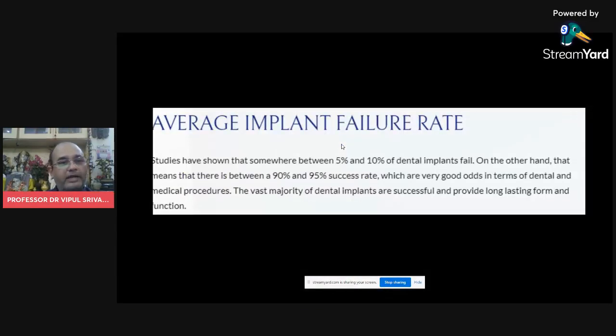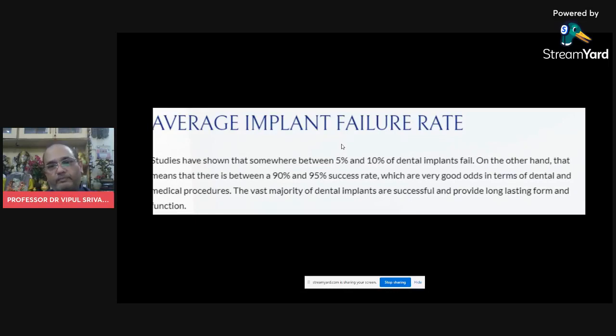You need to know that the average implant failure rate, as studies have shown, is somewhere between 5 to 10%. Now, I'm not discouraging dental implants here, because it is a positive note that we have a success rate of 90 to 95% in implants, which is a very good odd in terms of dental and medical procedures. But for the 5 to 10% of implants which fail, we need to understand why they are failing.